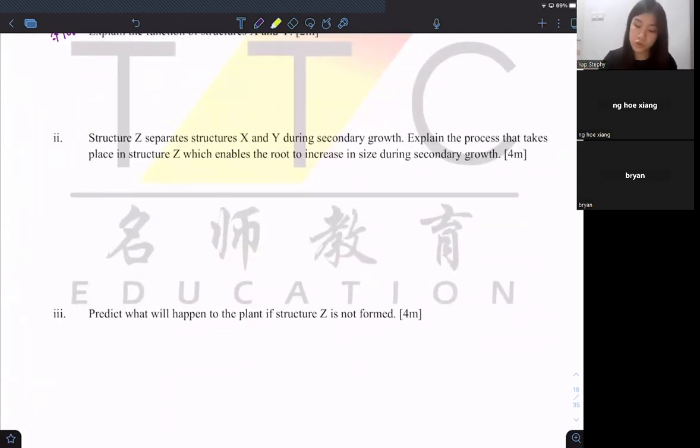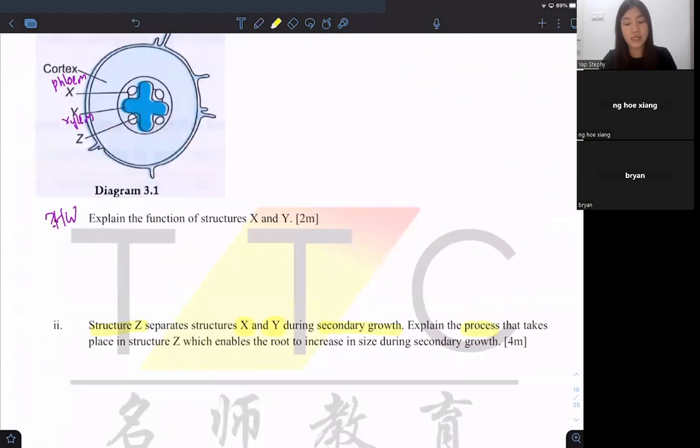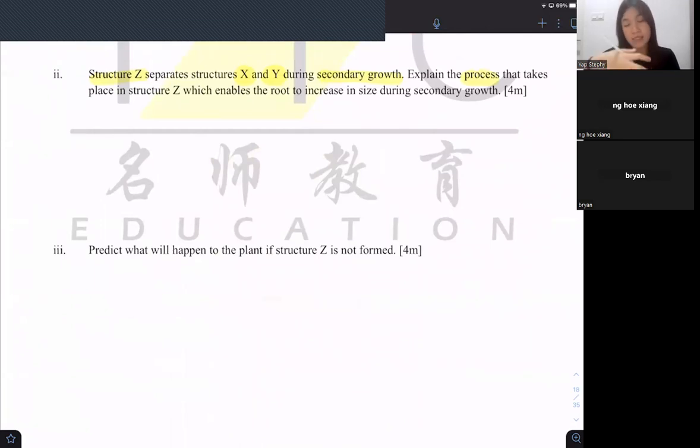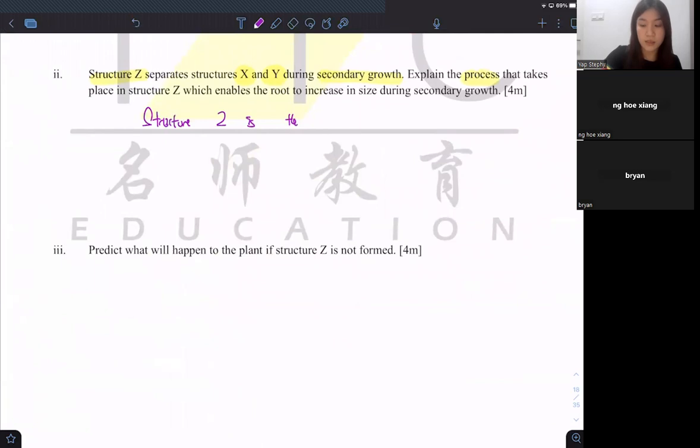For question 2, structure Z separates structures X and Y during secondary growth. Explain the process that takes place in structure Z which enables the root to increase in size. Z is the vascular cambium. So you can write down what process occurs inside the vascular cambium and the explanation. Structure Z is the vascular cambium.